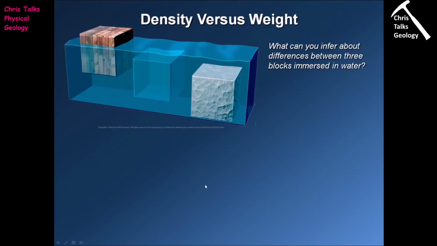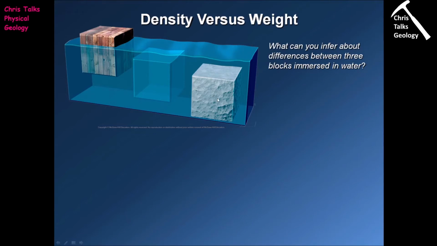So let's have a think about this situation. Now we're going to think about density versus weight. If we look at this diagram here, we can see we have a body of water, and in this body of water we have three cubes. One cube is clearly made of wood, one cube is clearly made of water, and one cube is clearly made of stone.